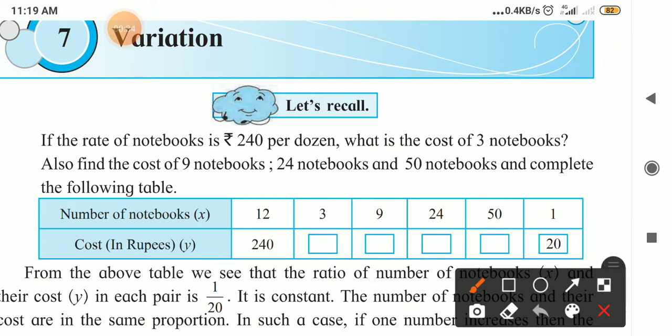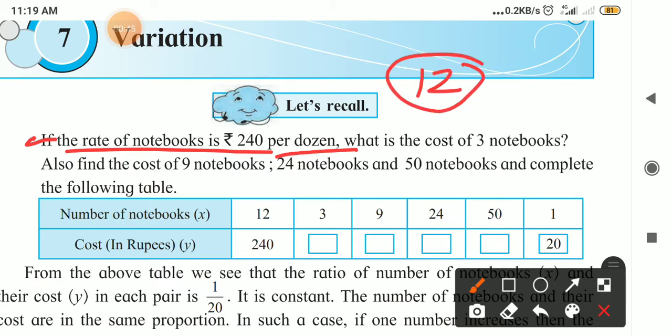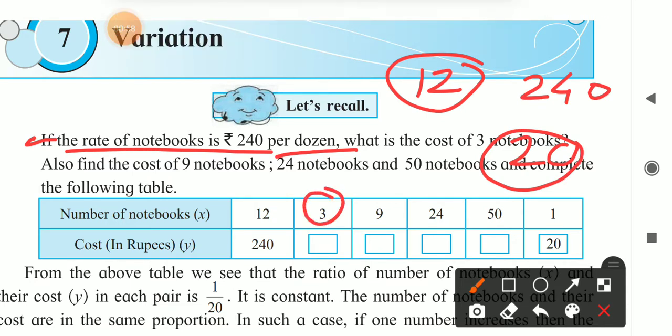So first of all, what is given here? We will just read it. If the rate of a notebook is 240 per dozen, one dozen means how many notebooks are there? 12 notebooks are there. Okay, and the cost of 12 notebooks is 240 rupees, right? 12 notebooks cost 240 rupees, means each notebook costs how much? 20 rupees, right?